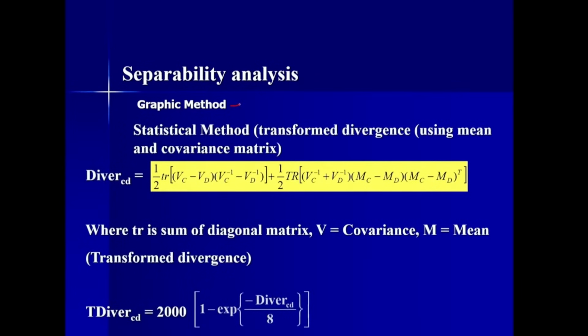And then if you talk about the statistical method like transformed divergence, in the transformed divergence we have to take two parameters. One is the mean, and the second is the covariance matrix from the training data of each class. So here you can see VC and VD is the variance covariance of class C and D, and MC and MD is the mean parameter of class C and D. And from these you can find out the divergence parameter, and the divergence you can use here to get the transformed divergence. So by this formula you can get the transformed divergence.